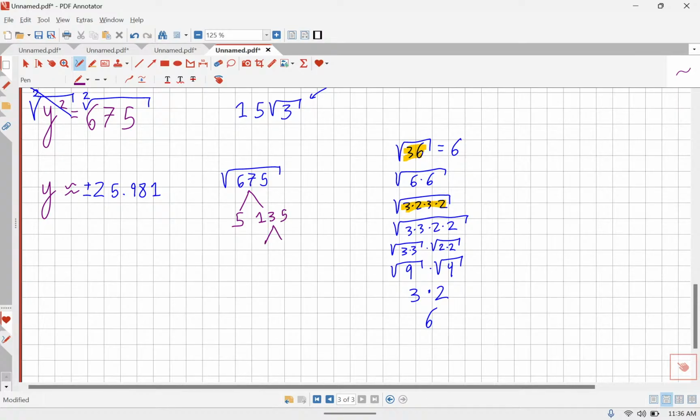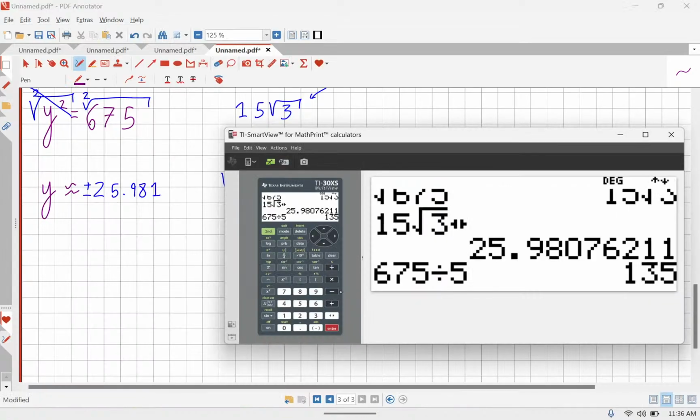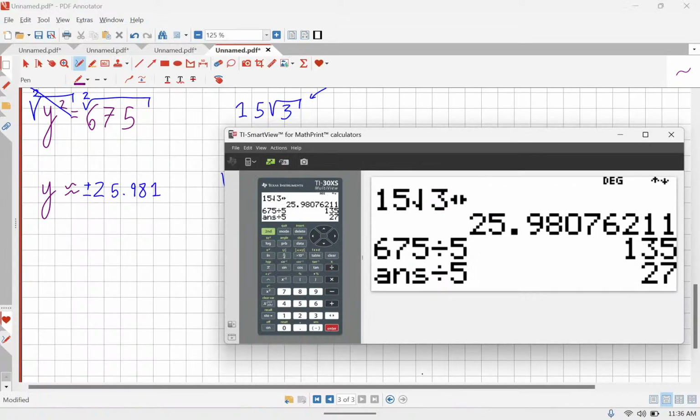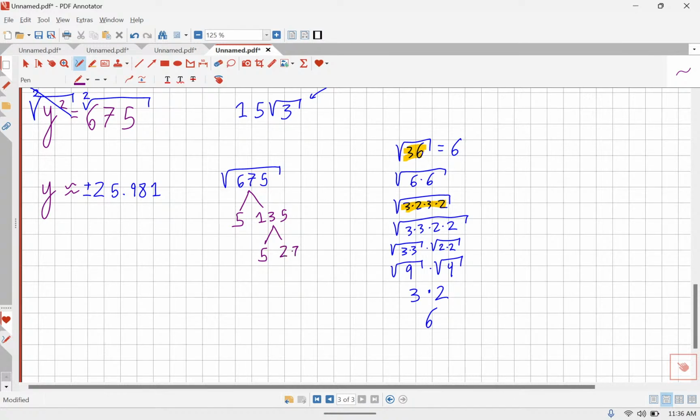Is there anything I put in here? 5 again. And if I do 135 divided by 5, it's 27. What about 27? 9 and 3, 3 and 3. Now, I have all these prime factors, which is to say, the second root of 3 times 3 times 3 times 5 times 5.